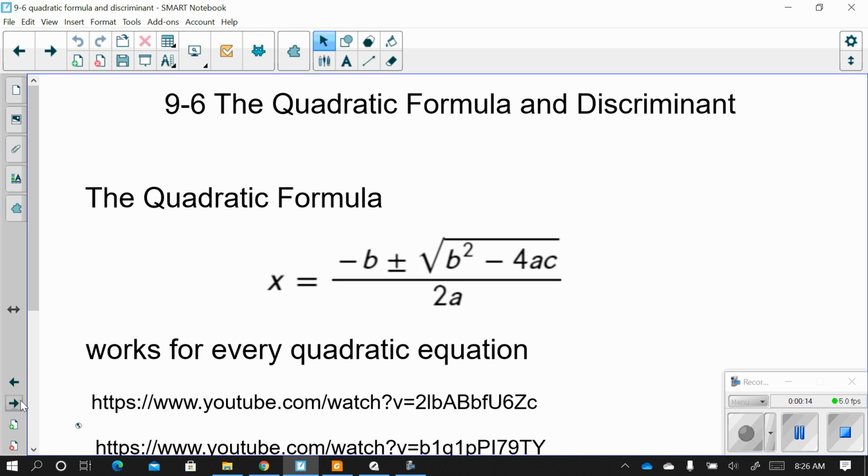Okay, so the quadratic formula is x equals negative b plus or minus square root of b squared minus 4ac all over 2a. Cool thing about the quadratic formula, it works for every single quadratic equation out there. Factoring only works sometimes. When we did completing the square, we learned that that worked for every single one. The quadratic formula is another method that will work for every single quadratic equation.